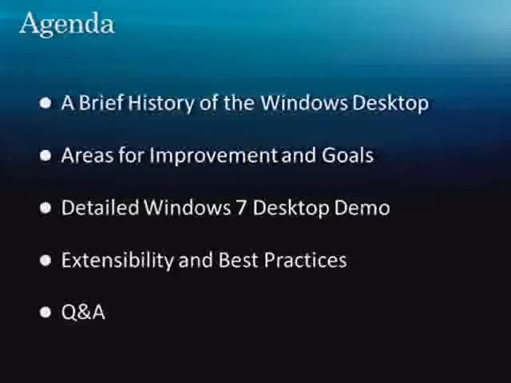Here's a quick agenda of what we're going to be talking about. I think it's always important to look to the past before you look to the future. So we're going to have a little fun and look over a brief history of Windows. We're going to then talk about areas for improvement and some of the goals we identified for Windows 7. And then we're going to give a detailed Windows 7 demo.